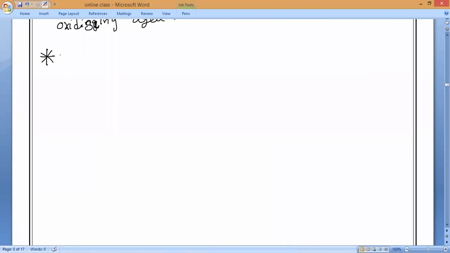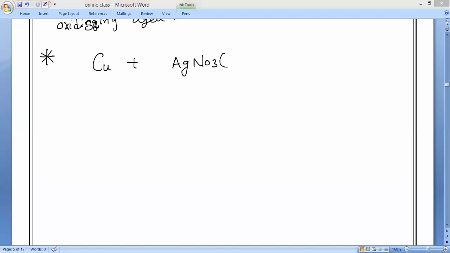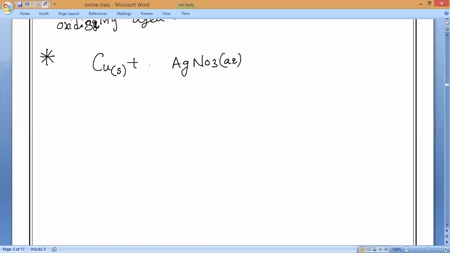Let us see who will understand. Copper and silver nitrate. Tell me the equation. Cu plus AgNO3. Very good. Copper plus silver nitrate, what is the reaction? It gives copper nitrate plus silver.